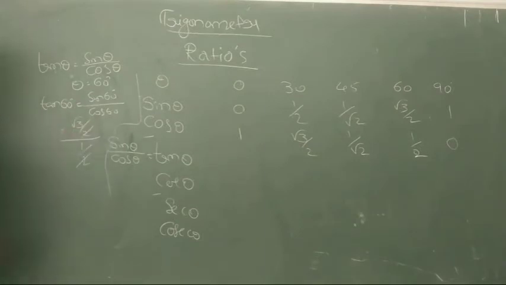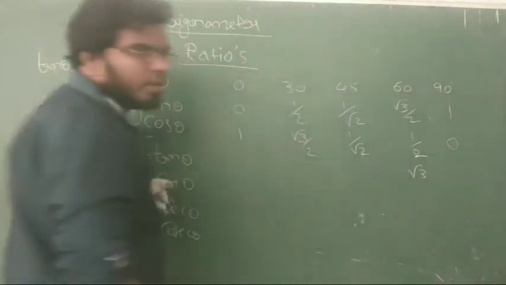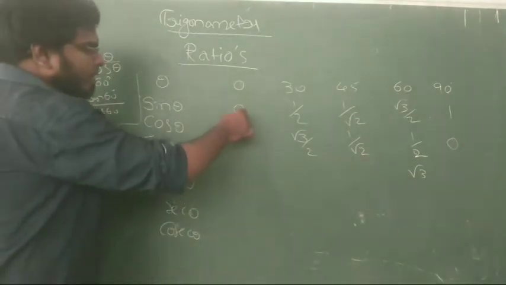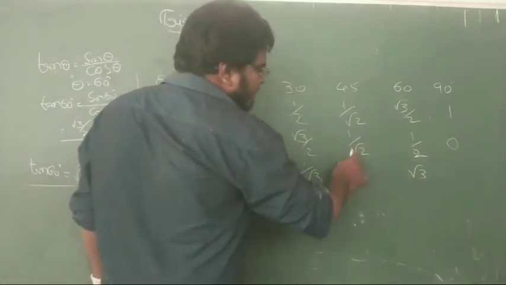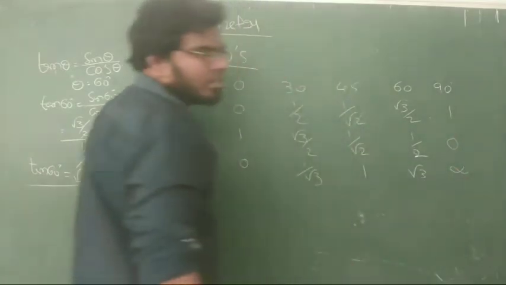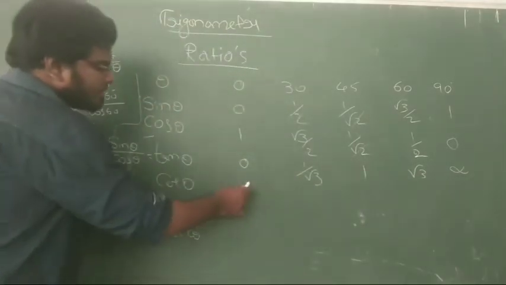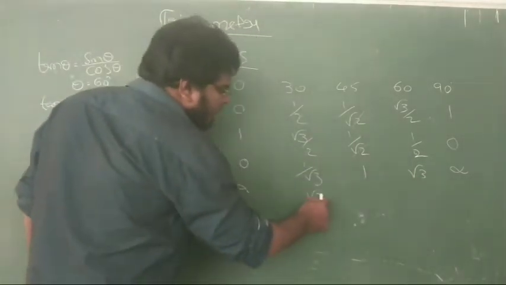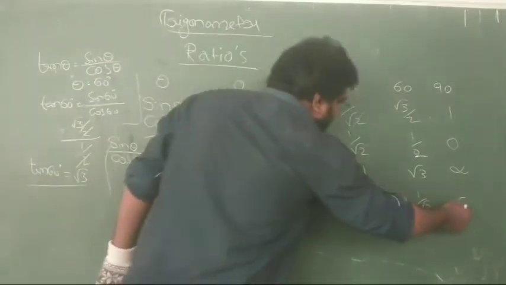Okay? These two get cancelled. Then the rest is root 3. That means tan 60 degrees is equal to what? Root 3. Now write here tan 60 degrees root 3. Okay? In the same way, 0 by 1, 0. These two get cancelled, 1 by root 3, and this one gets cancelled, 1. And something by 0 is not possible. Take it as undefined. Okay? Now write reverse: undefined, root 3, 1, 1 by root 3, 0.